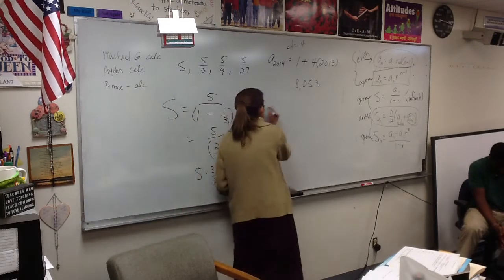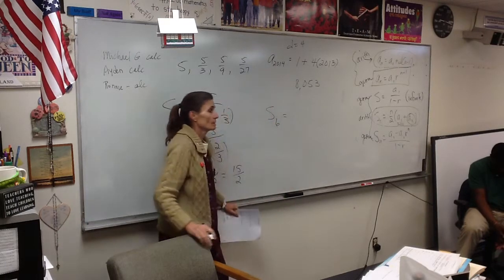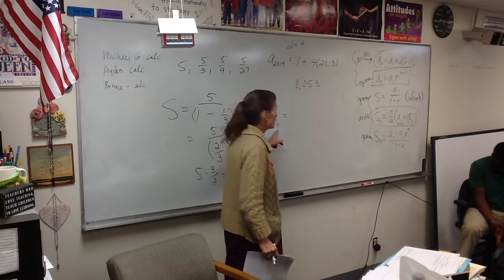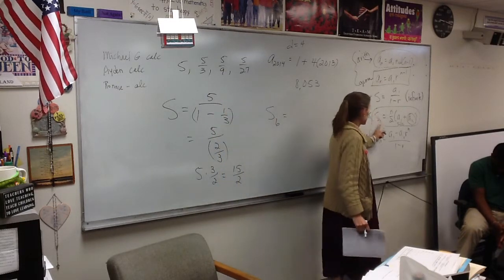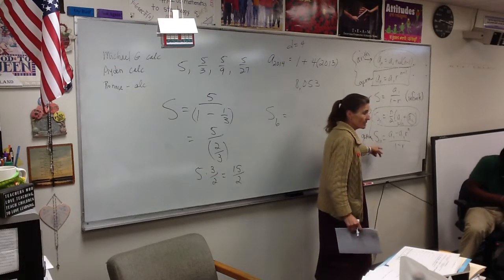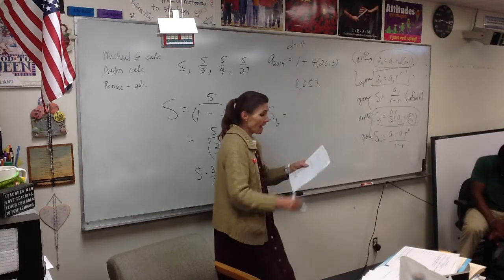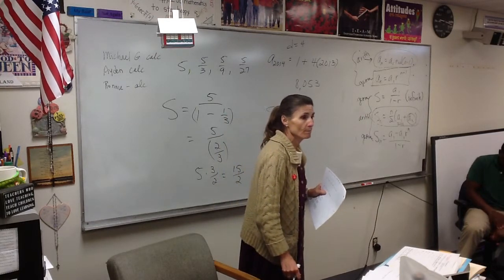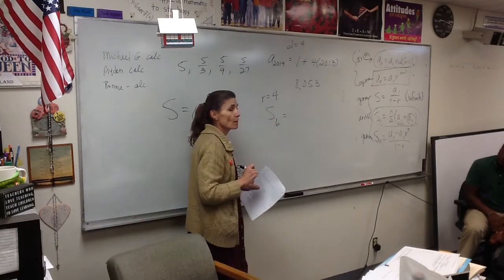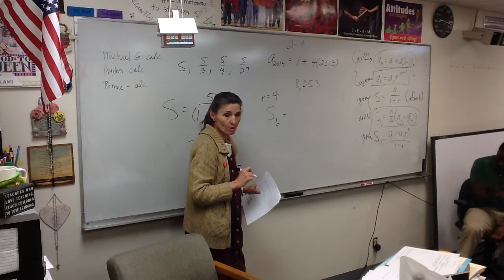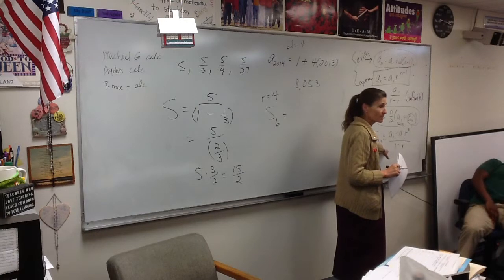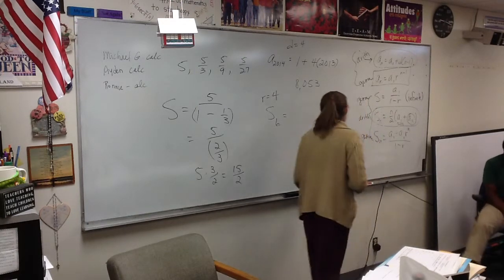E, find S sub 6. Now, since it's S sub 6, you only have two choices right here, S sub something. These are the only two S sub formulas. So now we go back to the sequence. How are we getting from term to term? Multiplying by 4. Our ratio is 4, we're timesing by 4. So that means we will use this formula.